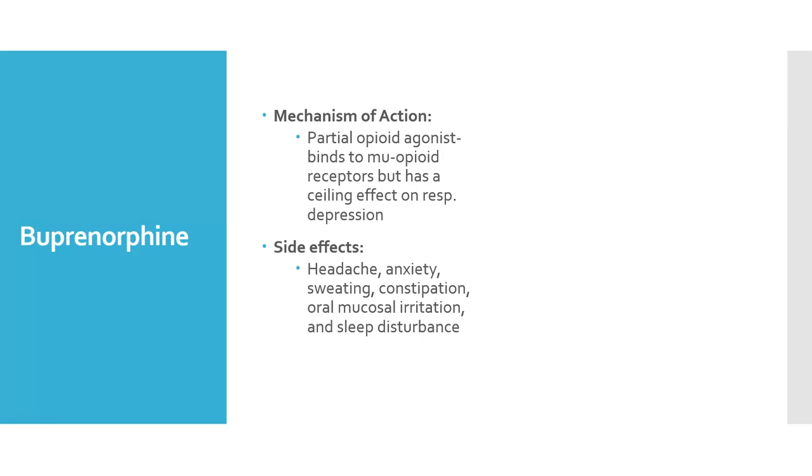Buprenorphine, that is a partial opioid agonist. It binds to mu opioid receptors but has a ceiling effect on respiratory depression. So they're less likely to die by overdose. Some of the side effects include headache, anxiety, constipation, oral mucosal irritation, and sleep disturbance.